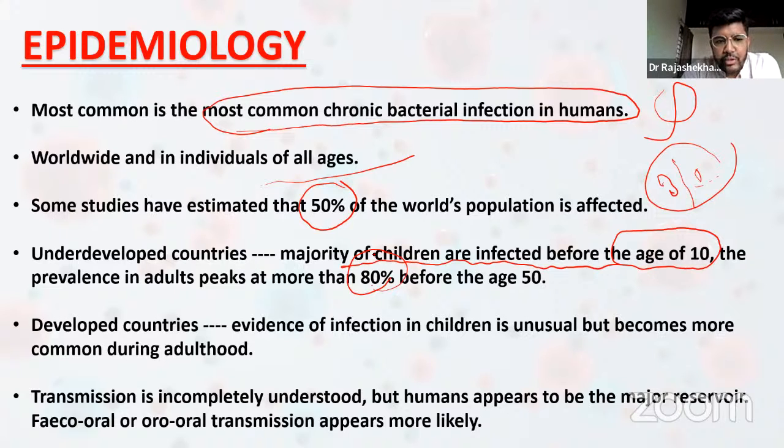And how this bacteria particularly transmits from one person to another is incompletely understood, but it is predicted that humans are the major reservoir, and the feco-oral or the oro-oral transmission appear to be most likely, especially among children of similar ages.